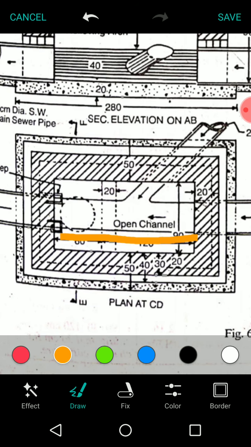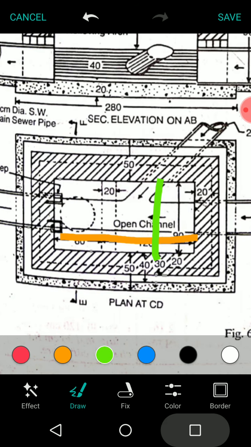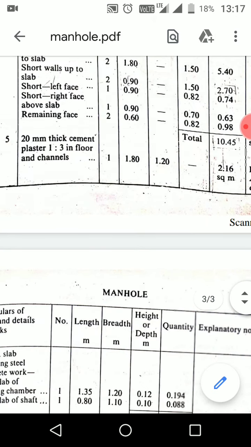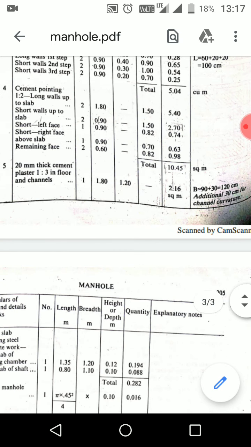1.8 and 0.9. So 1.8 into 0.9, but they have taken 1.8 into 1.2. Why is it 1.2? Just observe in the remarks column: they have written B equals 90 plus 30, so in total it is 120 centimeters. So why have they added 30 centimeters extra?